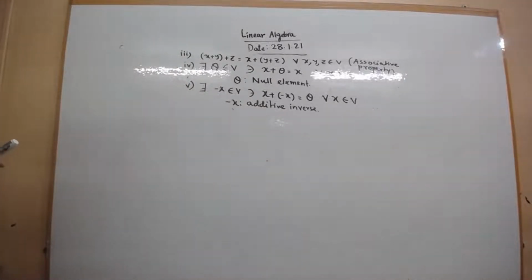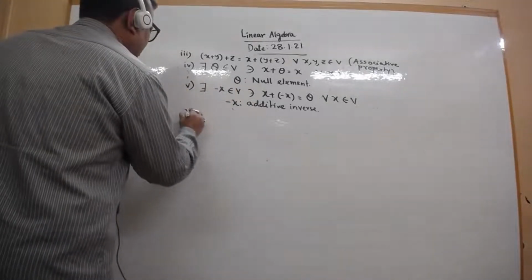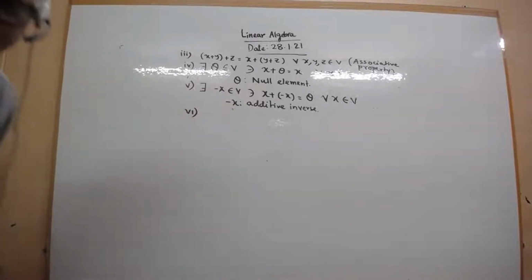So the fifth point is the additive inverse. Sixth point.